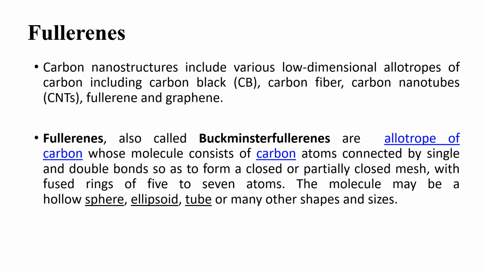Fullerenes or Buckminster fullerenes are allotropes of carbon in which carbon atoms are connected by covalent bonds to form closed structures having carbon rings. These molecules can take the shape of a hollow sphere, ellipsoid, tube, or any other shape of any size.